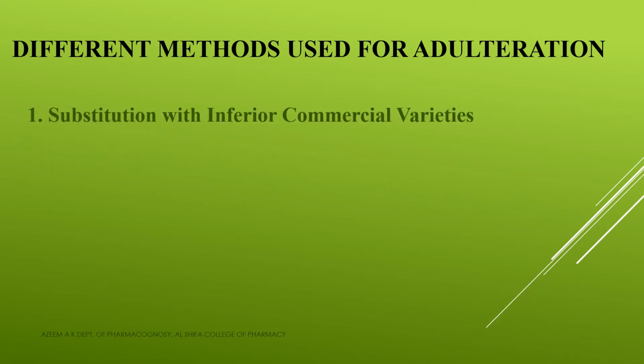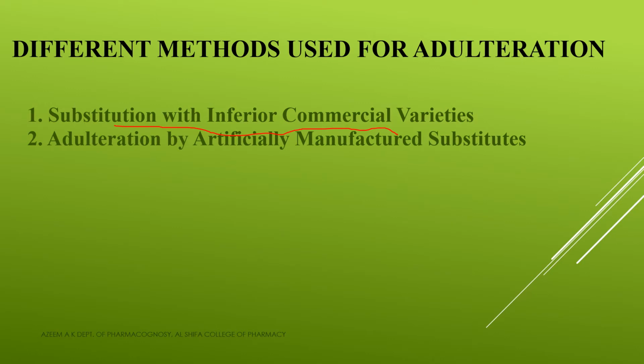So the first one is substitution with inferior commercial varieties. Okay. So what it is, we can see in detail later. That is the first one, substitution with inferior commercial varieties. Second thing is adulteration by artificially manufactured substances. So here we are manufacturing the substances artificially, and these artificially manufactured substances will be used as adulterants.